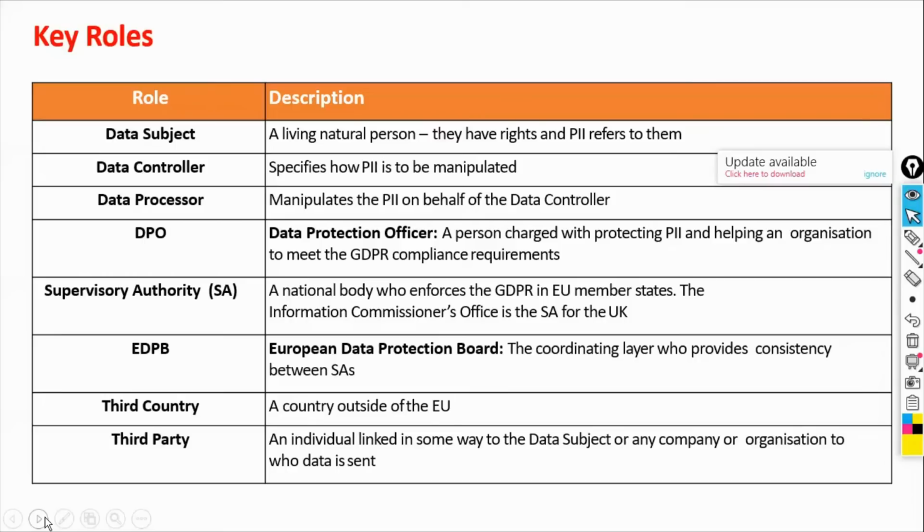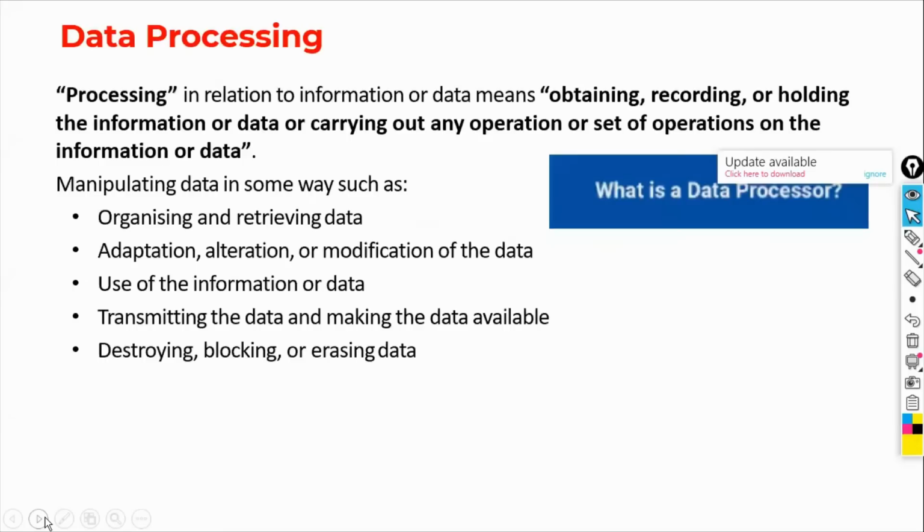Third country: the data which is sent outside the European Union, or outside the boundary of one country, then it will be called the third country, or the third party also we can say. Now what actually is data processing? Data processing means obtaining, recording, holding the information or data, or carrying out any operation or set of operations on the data. So if we are obtaining or collecting any data, recording those data and holding the data in our servers and systems, this would be called data processing.